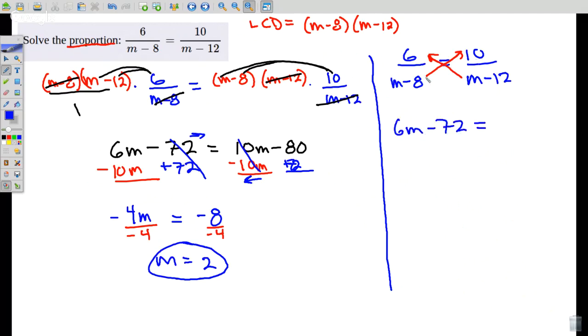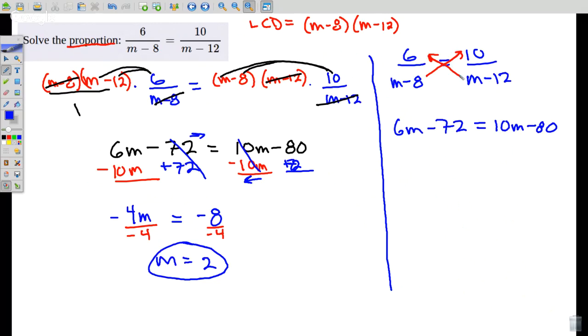And that equals m minus 8 times 10, which is 10m minus 80. And notice that's that same step we have here in black. So I'm pretty clear it's going to give me the same answer. So I'm going to stop there.